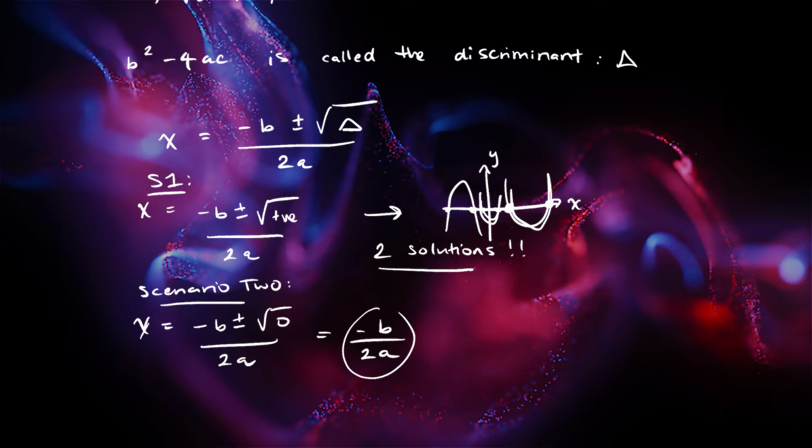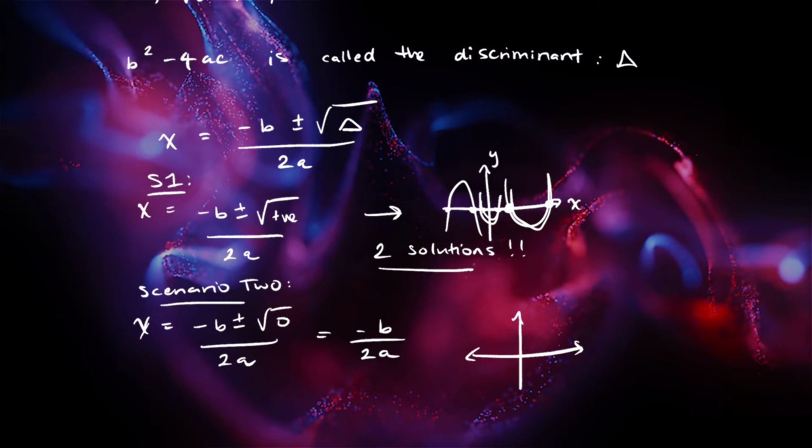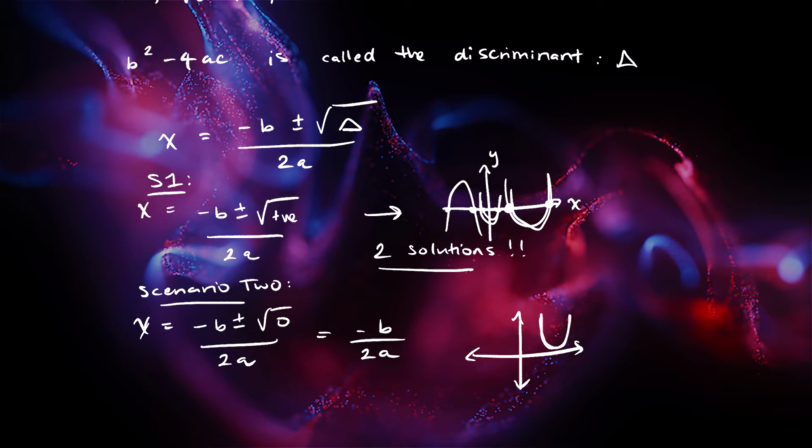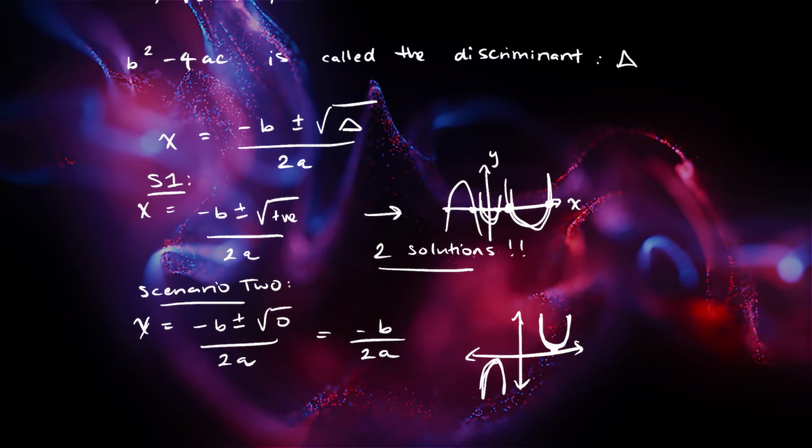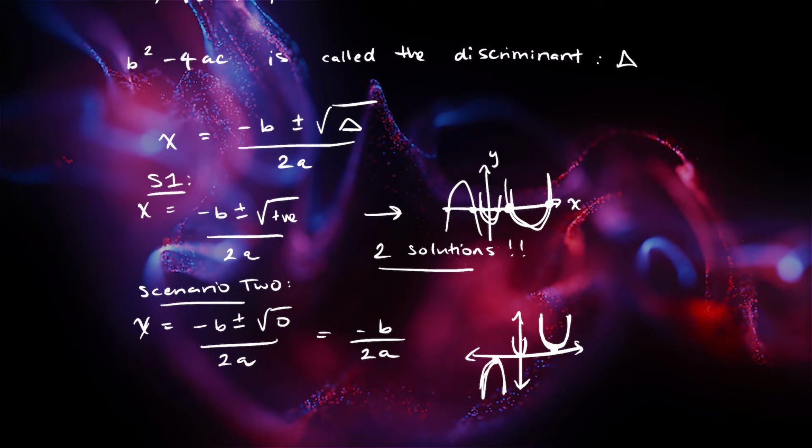Just one answer. And the vertex of the quadratic hits the x-axis. So what do I mean by that? If we draw out our axes here, when the discriminant equals 0, the vertex of our quadratic is just going to smack the x-axis. It's just going to touch it at one spot. So the vertex hits the x-axis.